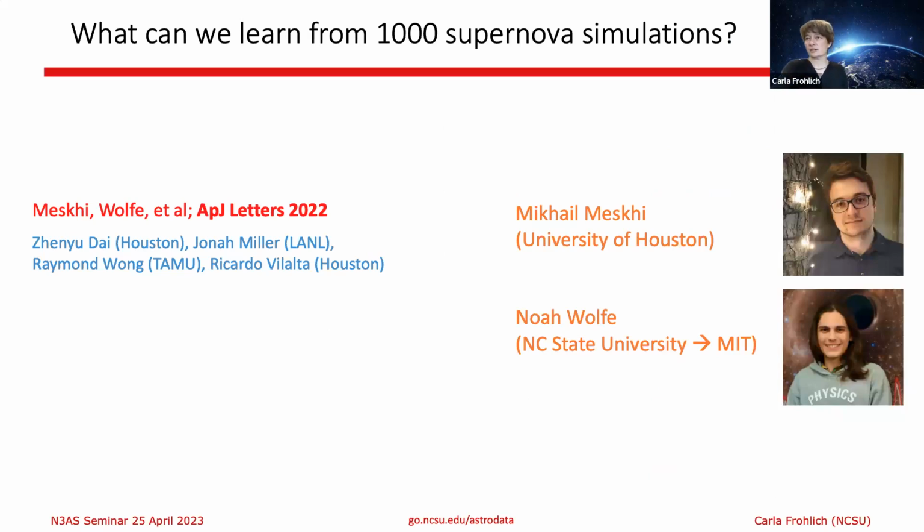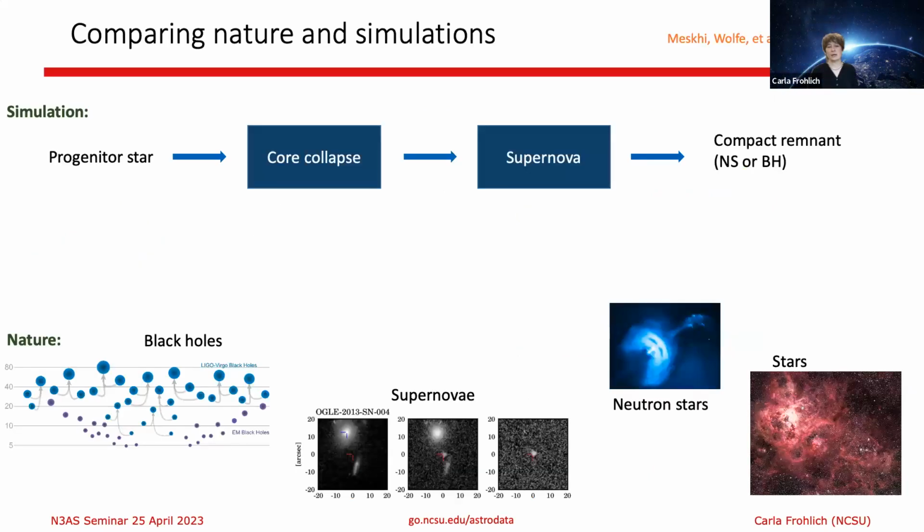And so in this first project, we said, what can we learn about the equation of state from these simulations? And so really what we wanted to do is compare our distribution of neutron star masses and black hole masses to observed neutron star and black hole masses. Now, this is easier said than done because in our simulations, depicted in the top row of my slide, there's a nice linear sequence. You take a progenitor star, you collapse it, it explodes or doesn't, and you get a neutron star or black hole. So we know exactly which neutron star or black hole goes with which progenitor star.